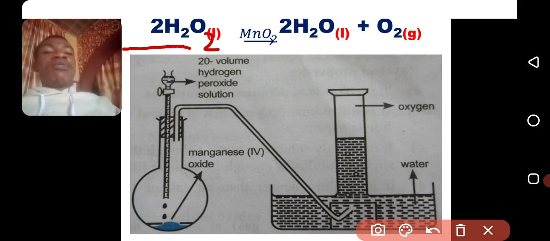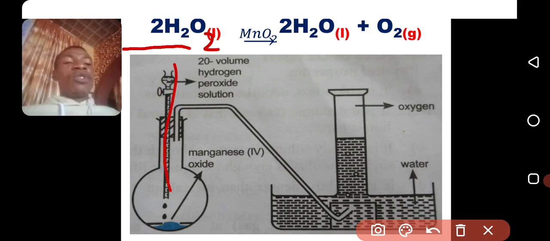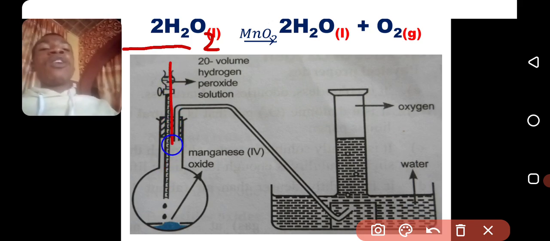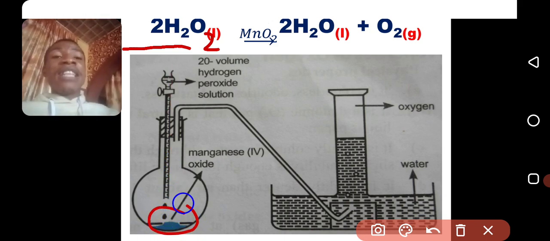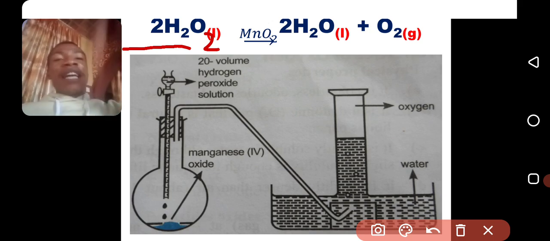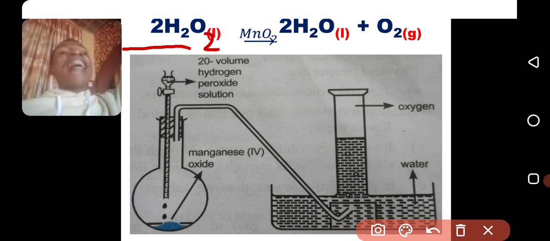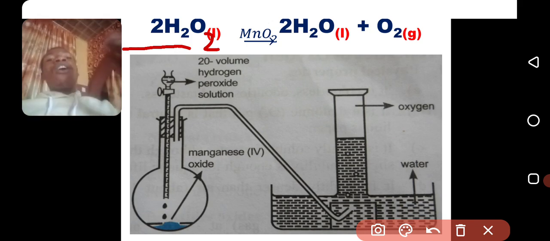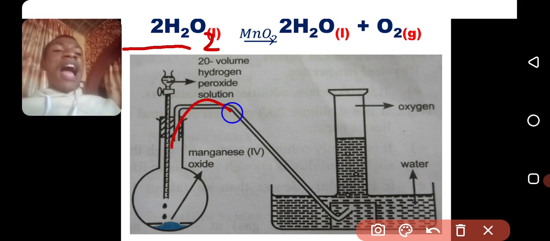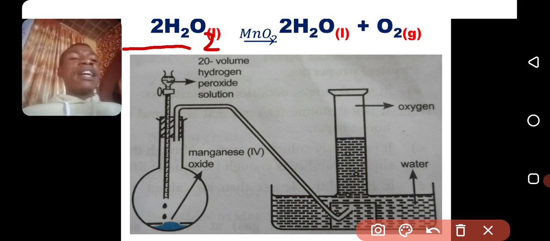So don't forget, this is your thistle funnel. The hydrogen peroxide is a liquid. Put your MnO2, a solid, inside the round bottom flask. Then drop it inside. As the H2O2 is touching the manganese(IV) oxide, oxygen is produced, and you collect it over water in this place.